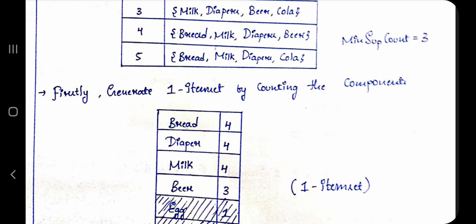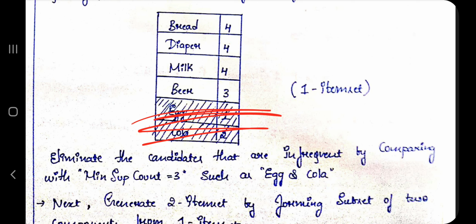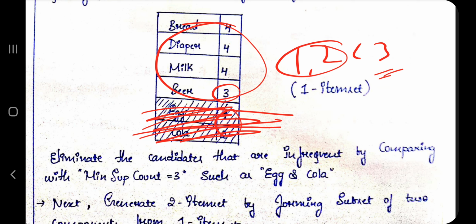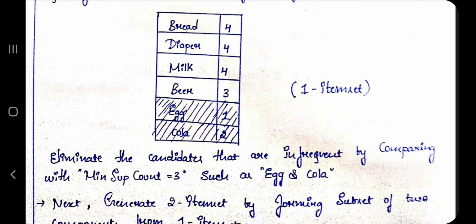So how do you delete? Just scratch it like this. Egg and cola appeared 1 and 2 times, and 1 and 2 are less than 3. Minimum support is 3, it is less than that, so delete it. Okay, so you'll be considering this much only. If it is 3, you can take it in. That is the one item set generation.